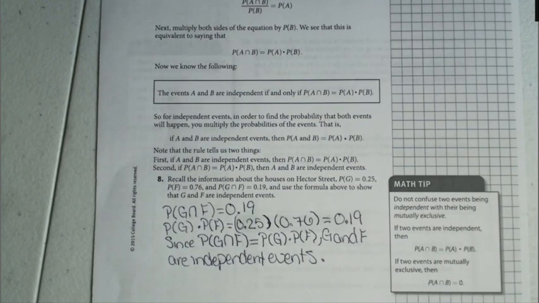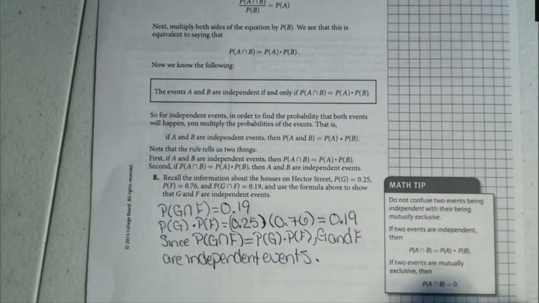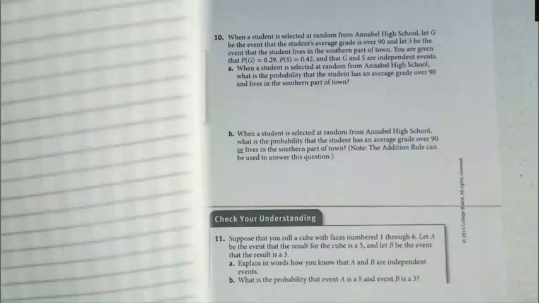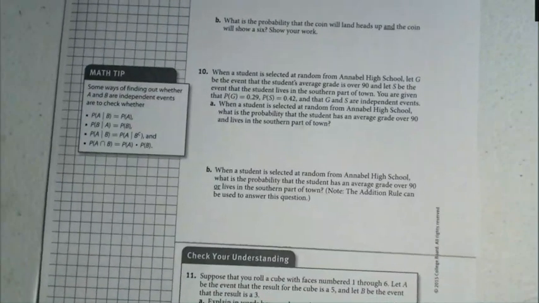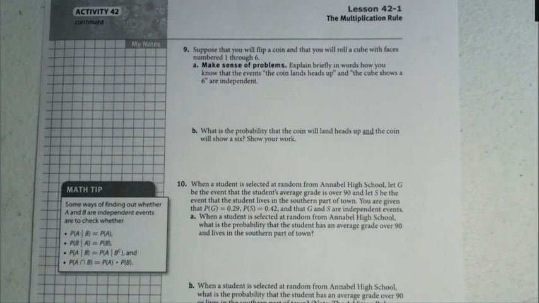Okay. Let's move on to question number 9. Question number 9 says, suppose that you flip a coin and you roll a cube with faces numbered 1 through 6. Make sense of problems. Explain briefly in words how you can know that the events of the coin lands heads up and the cube shows a 6 are independent.